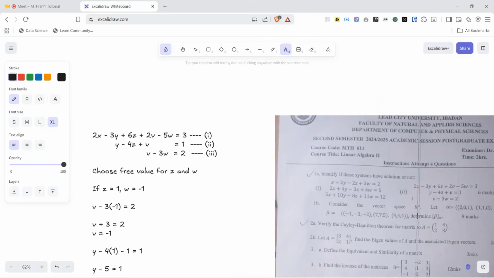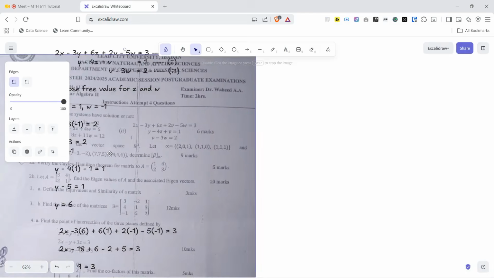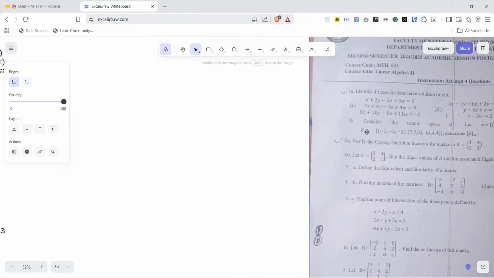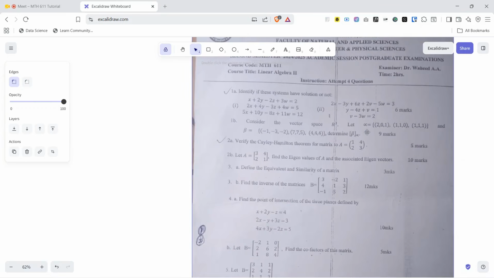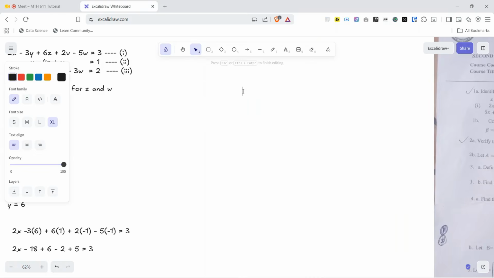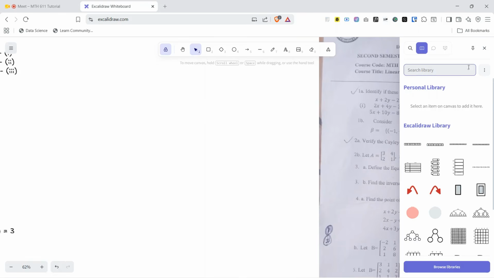So now let's go to question 1B. Let me move this guy. Okay. Question 1B. Okay. For question 1B, we are told to consider vector space alpha. I don't have alpha. Let me see. Search library. Sorry.